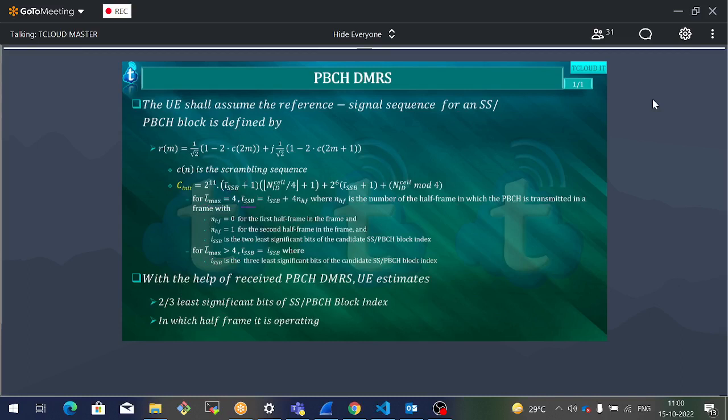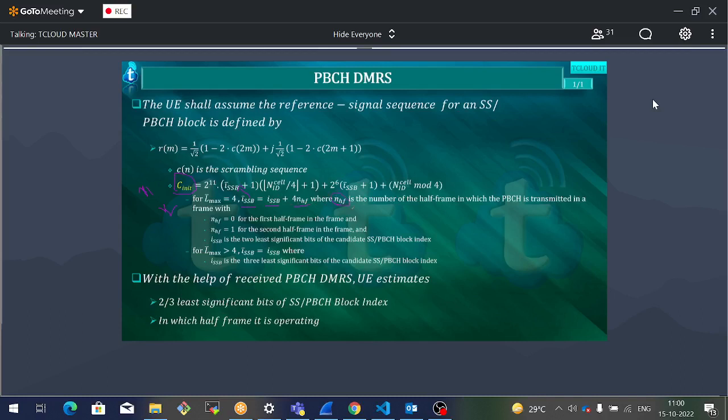So how do you calculate this I bar SSB? Whatever the thing that you need to substitute, because in order to generate this sequence, you need the CINIT value. If you know CINIT, you know the X2 sequence values. X1 is fixed. X1 is kind of constant. X2 sequence is only known with the CINIT value. So this I bar SSB is equal to ISSB plus 4 times NHF.